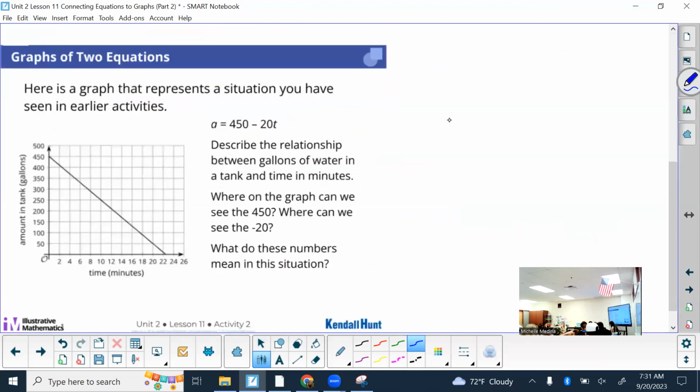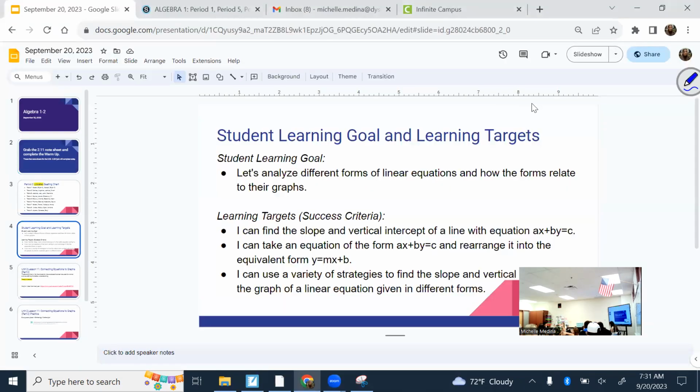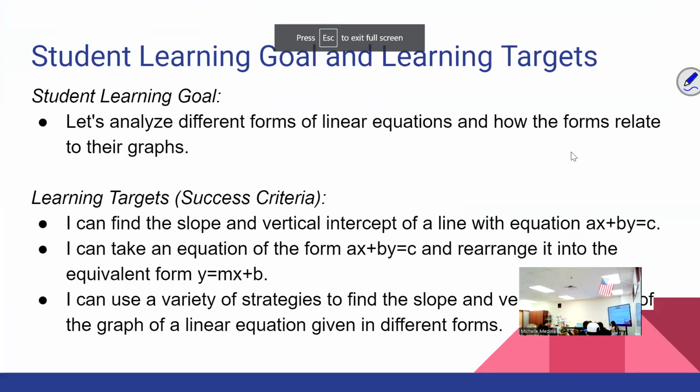All right, so let me show you what the goal is today. This lesson has the same title as yesterday's lesson, but it's part 2. Connecting equations to graphs, lesson 11. We only have 17 lessons total for this part of the unit, so we're going to take the unit tests not next week, but the week after. So this week and next week, all instruction, week after testing and retesting. Today's goal is to analyze different forms of linear equations and how the forms relate to their graphs.